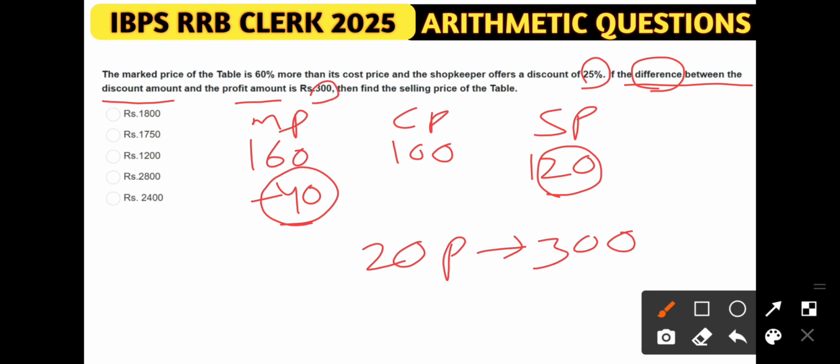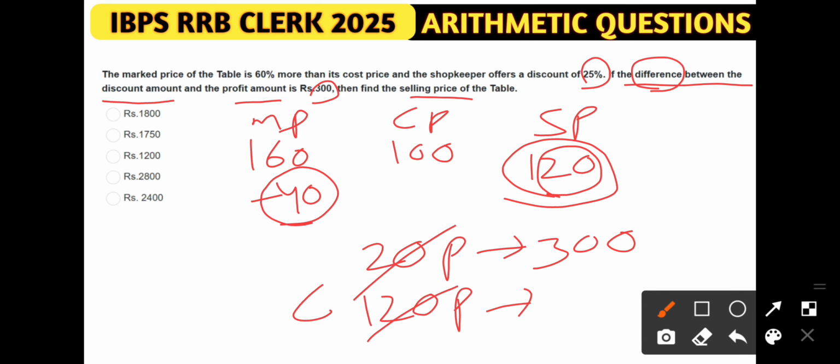20 parts value is given as 300. Now the question asked is to find the selling price of the table. Here the total selling price will be 120, so we need to find the 120 parts value. 15 times 6 is 90, so 300 divided by 20 times 120 will be 1800. So the answer will be 1800. Option A is the answer for this question.